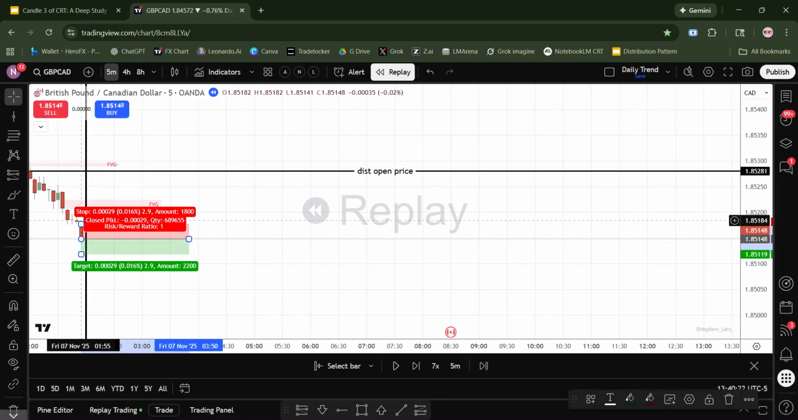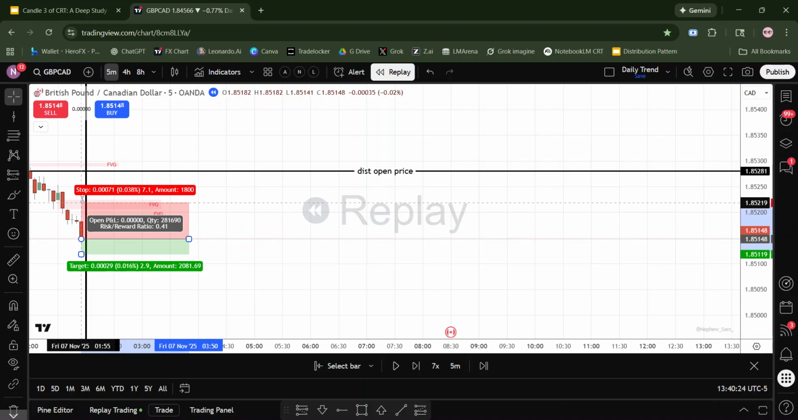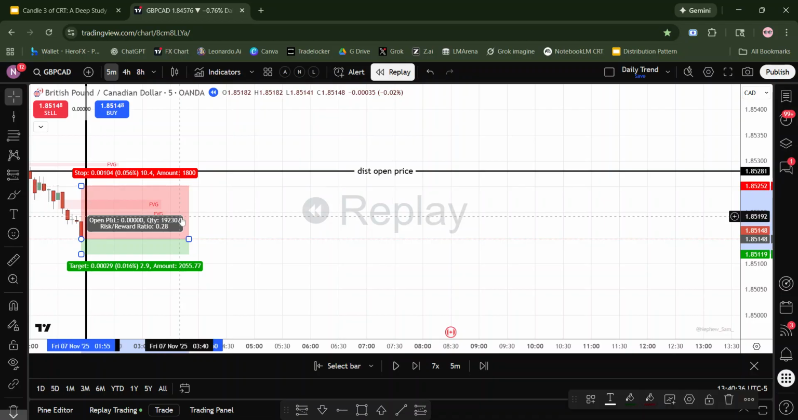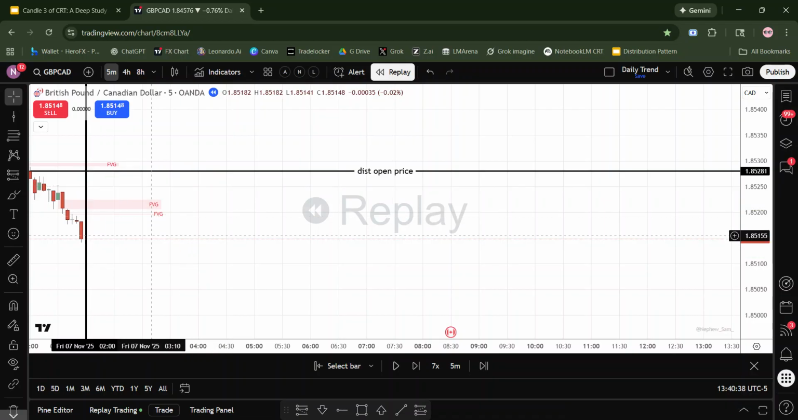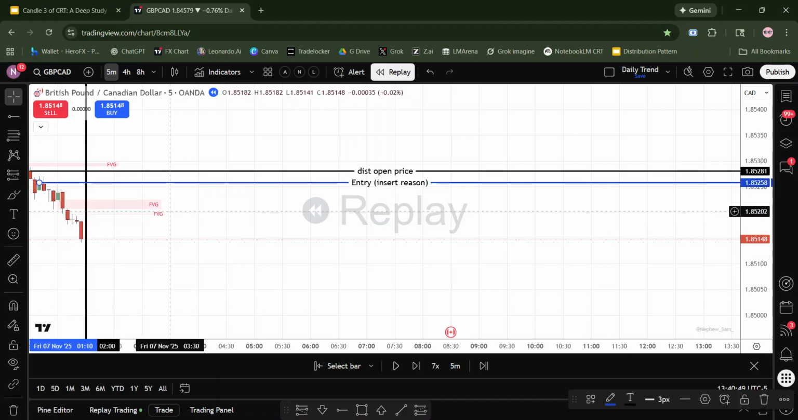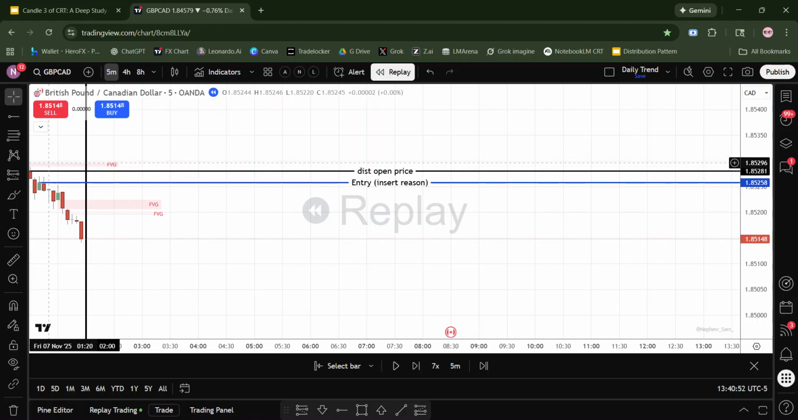You could either put it here above this fair value gap, or you can put it here above this one. So that would be like a 15 pip stop. This would be about a 10 pip stop. Either way is up to you. But let's just say for the sake of discussion, we were at the chart. We saw this fair value gap, and we entered right here. So we got a nice and tight entry, believing that price wouldn't go above this fair value gap right here, right?